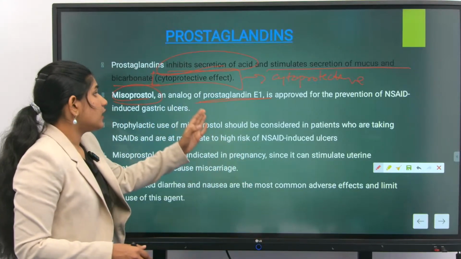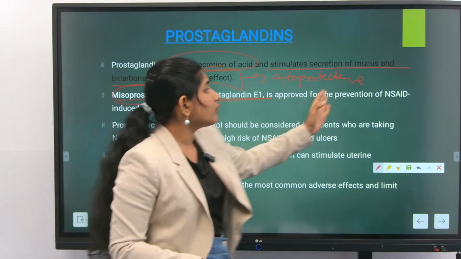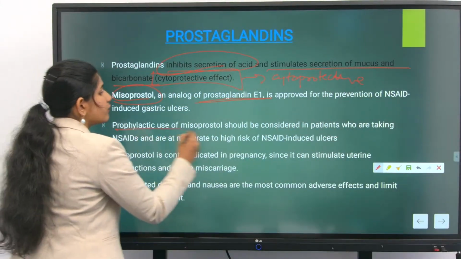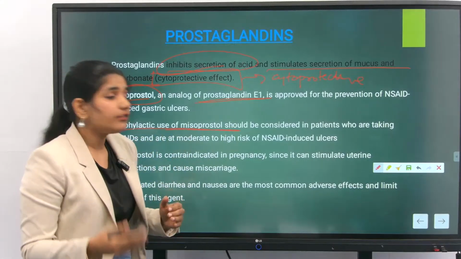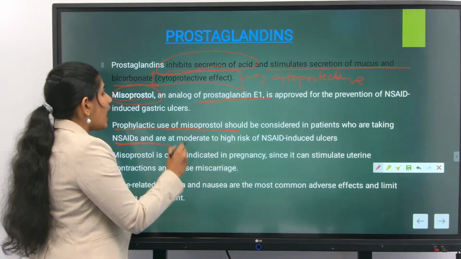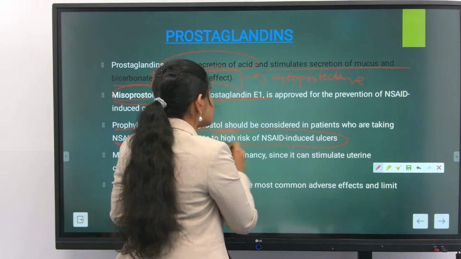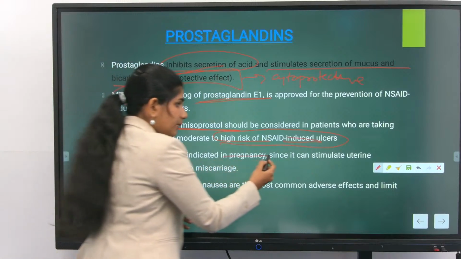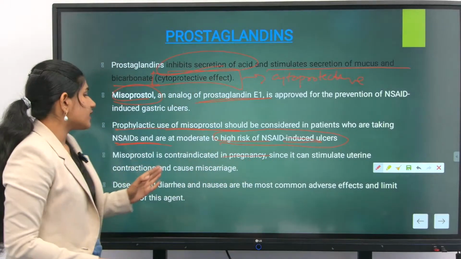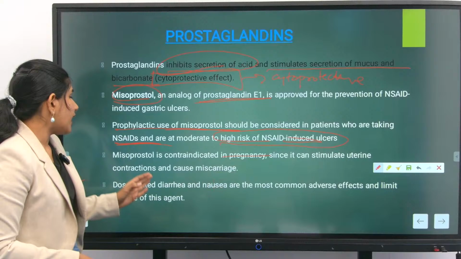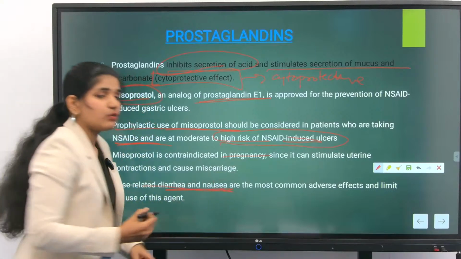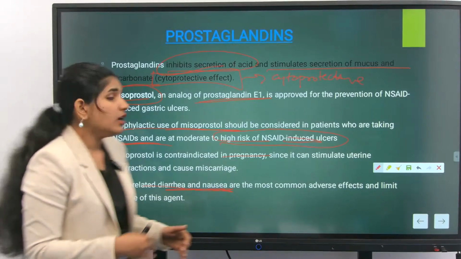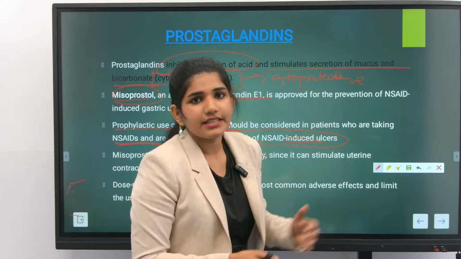So, misoprostol is an analog of prostaglandin E1. It is approved for the prevention of NSAID-induced gastric ulcers. Prophylactic use of misoprostol should be considered in all patients who are taking NSAIDs, and in moderate-risk to high-risk NSAID-induced ulcers, as I said. It is contraindicated in pregnancy because it can stimulate uterine contractions and cause miscarriages. Dose-related diarrhea and nausea are the common adverse effects, and we have to limit the use of these agents because of these side effects.